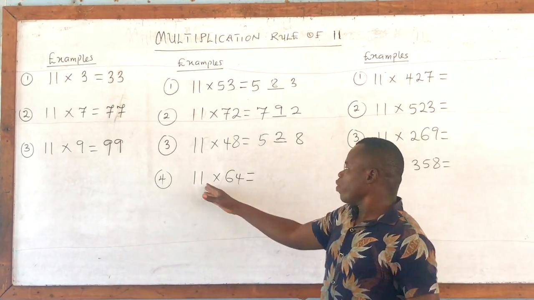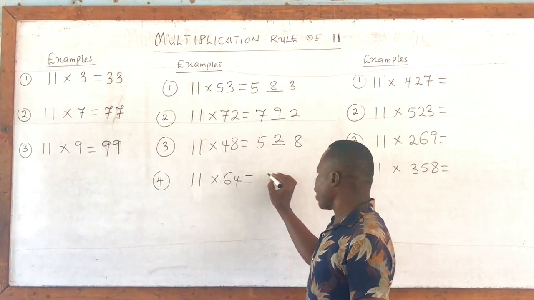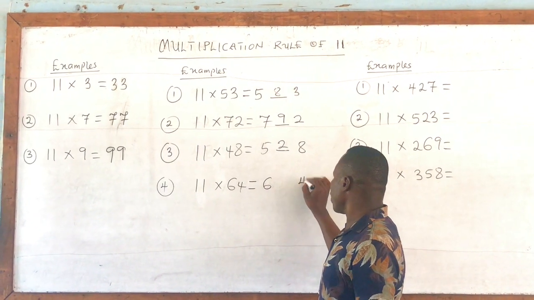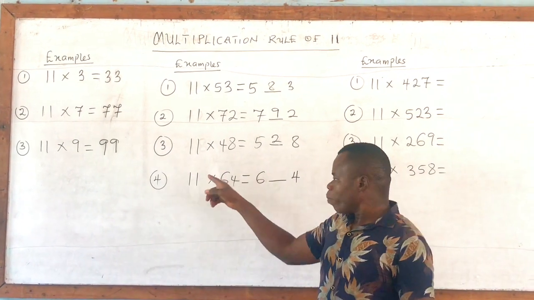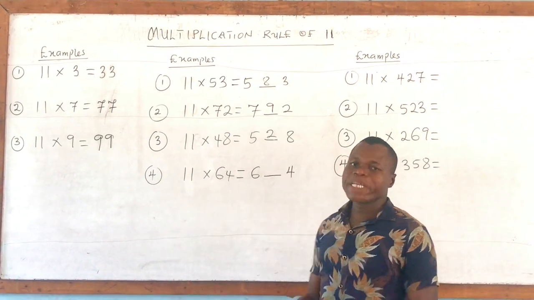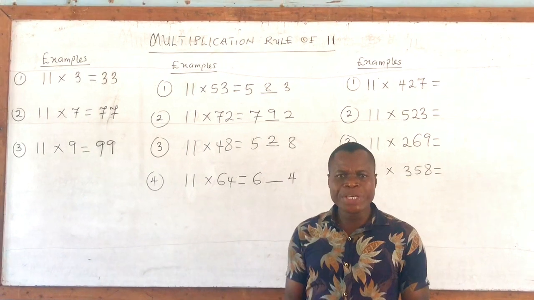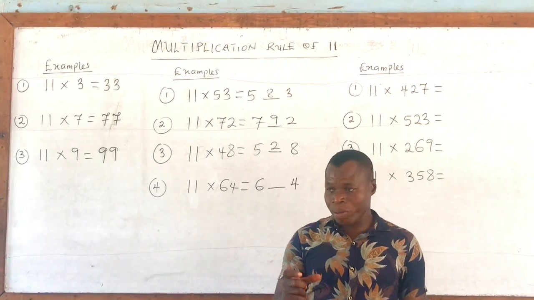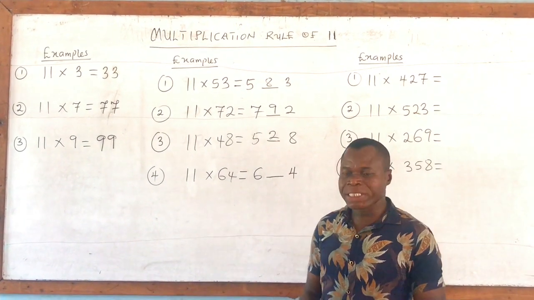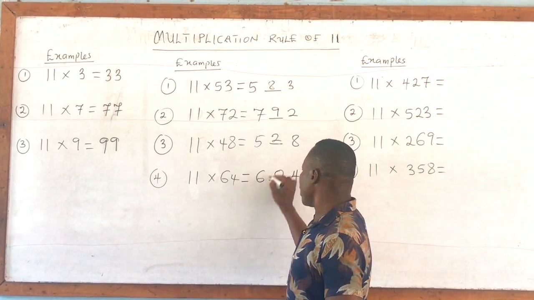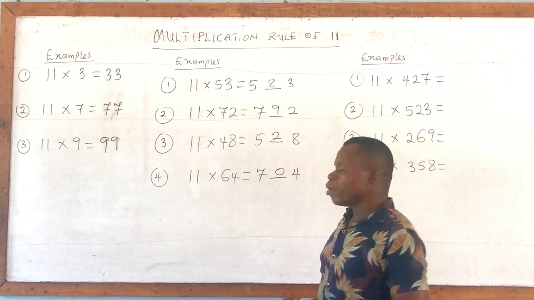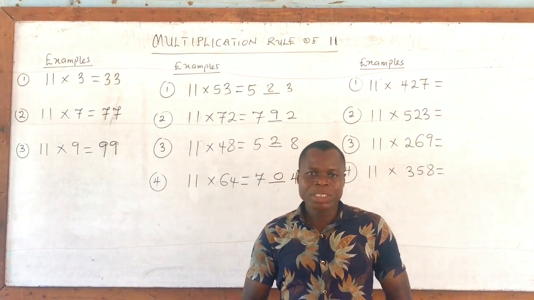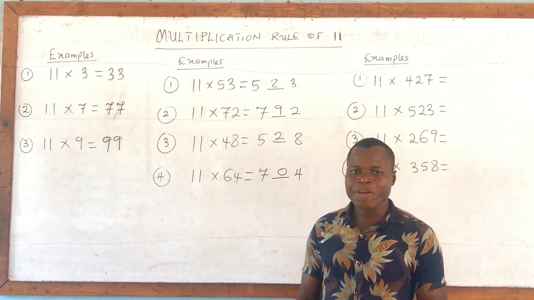Example 4, 11 times 64. I'll write my 6 here, write 4 here, and leave a space between them. 6 plus 4 is 10, but it will be wrong for me to write 10 there. What I'll do is write the unit digit of 10, which is 0. Then I'll write 0 here, and then add the 1 to 6, and it will change to 7. Meaning 11 times 64 is 704.